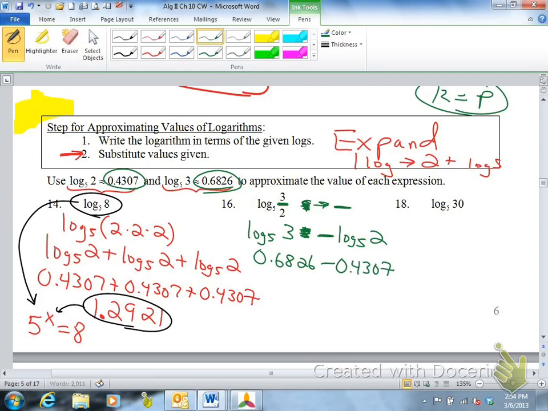0.4307. And without a calculator, 26 minus 7 is 19. 68 minus 43 is 25. So it'd be 0.2519. If you have to use a calculator to subtract, it's really okay. So that's the answer there. That means that 5 to the what equals 3 halves? Well, that would be 5 to the 0.2519 equals 3 halves. And if you'd like to pause this video, see if you could do the next one.